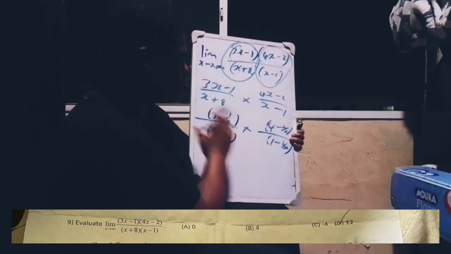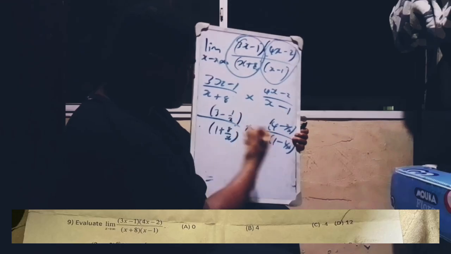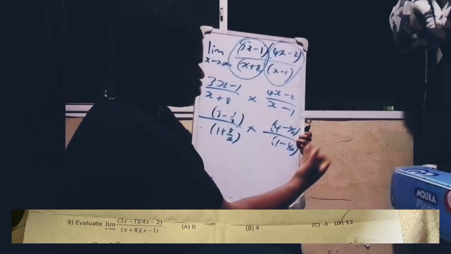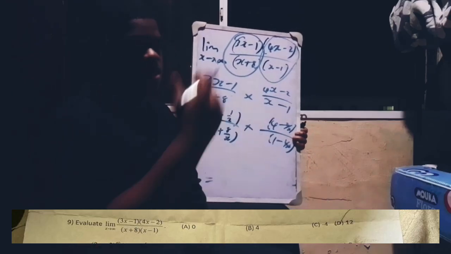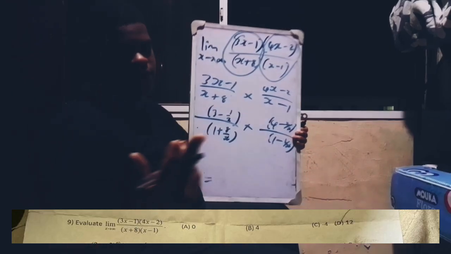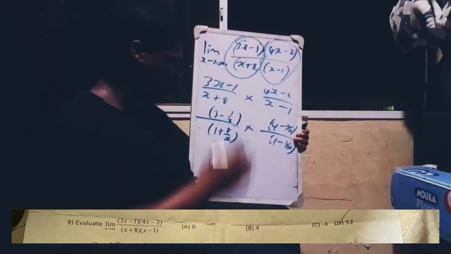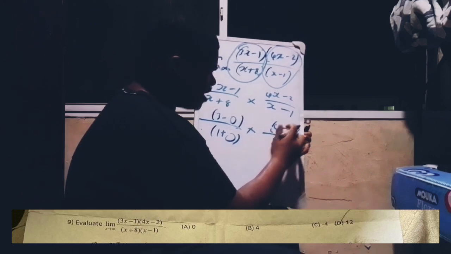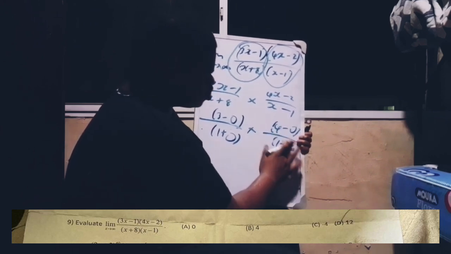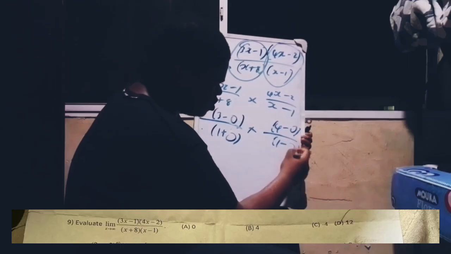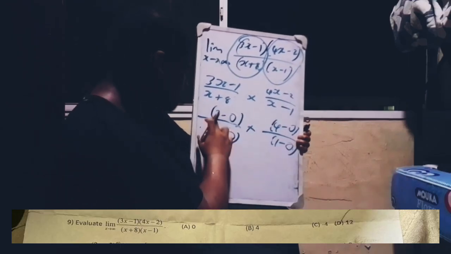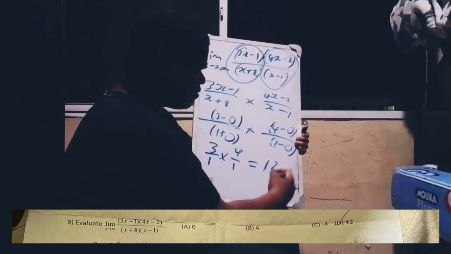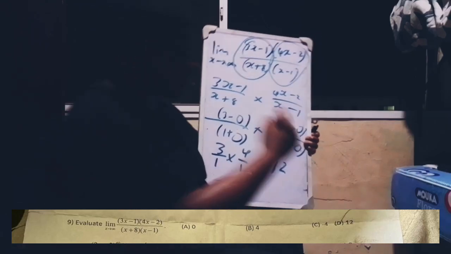You can see what is on the board, but let me say it in case it's not clear: 3 minus 1 over x, divided by 1 plus 8 over x, times 4 minus 2 over x, divided by 1 minus 1 over x. As x tends to infinity, a divided by x tends to 0 as long as a is not infinity. Any number divided by infinity equals 0. So 1 over x, 8 over x, 2 over x and 1 over x all tend to 0. You are now left with 3 divided by 1 times 4 divided by 1, which equals 12. Whichever method you use, you get 12, which is option D.